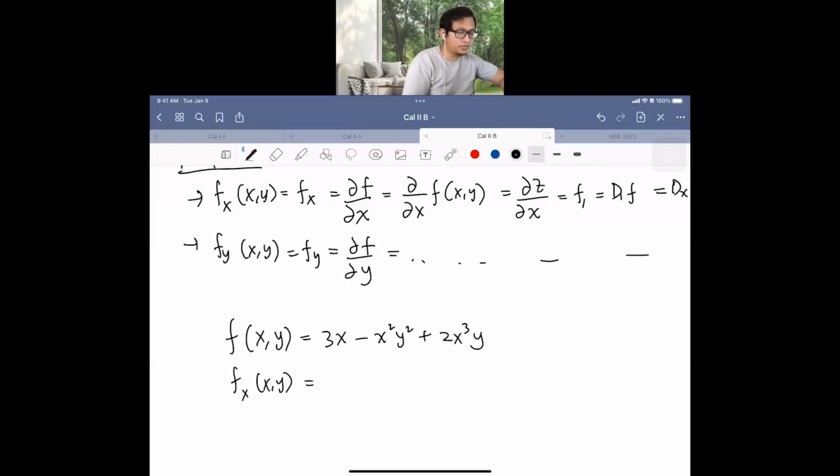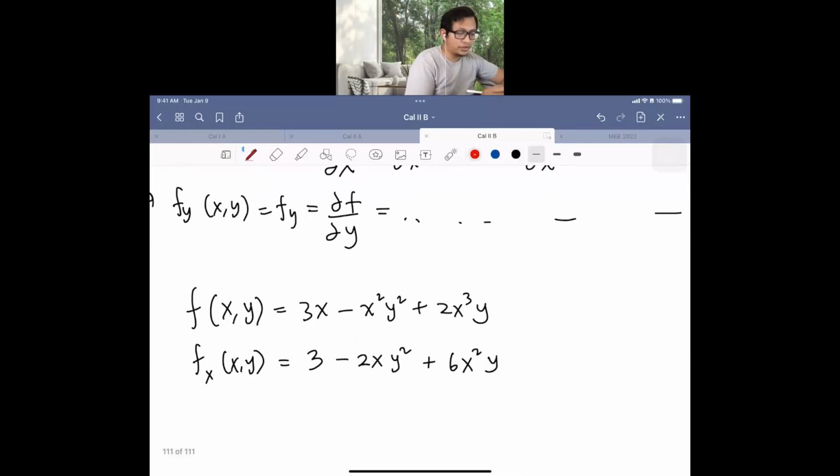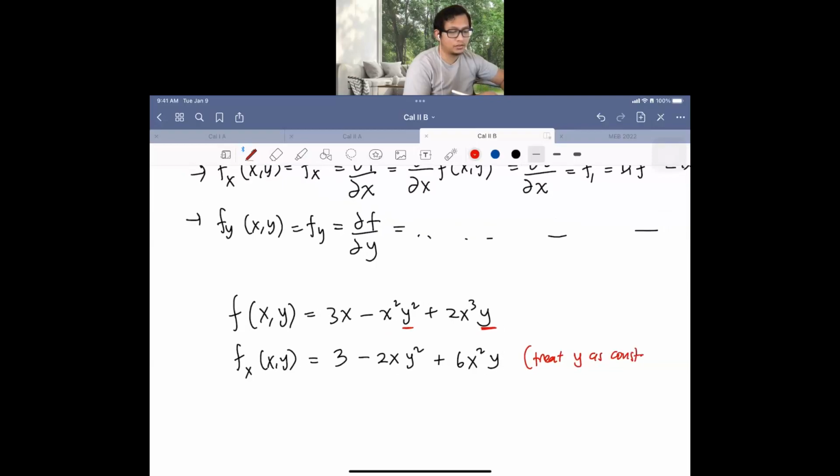So what we are going to do now, we are going to have 3 minus 2x y squared plus 6x squared y. So what happened here is that we treat y as a constant. So just leave it as it is. So treat y as a constant.